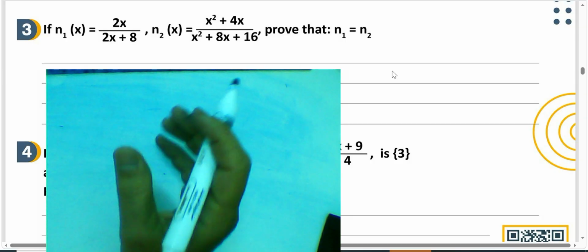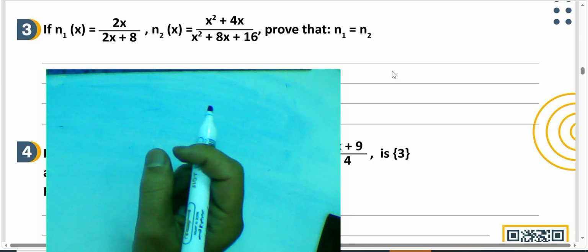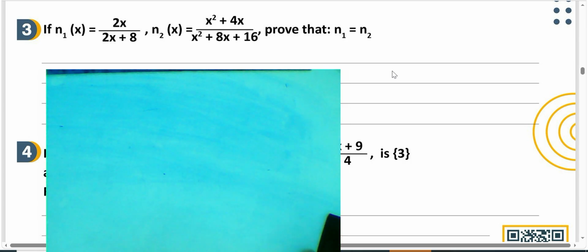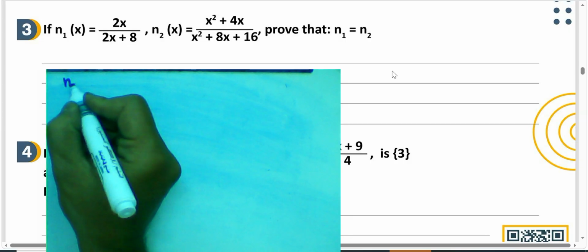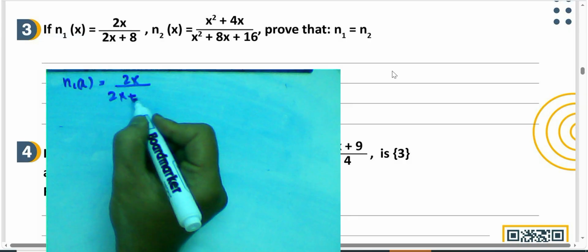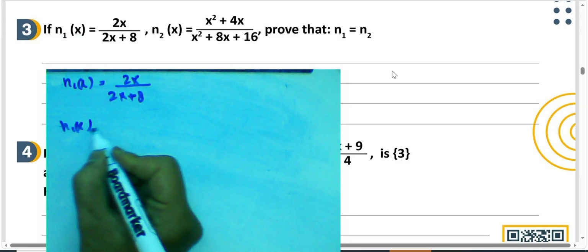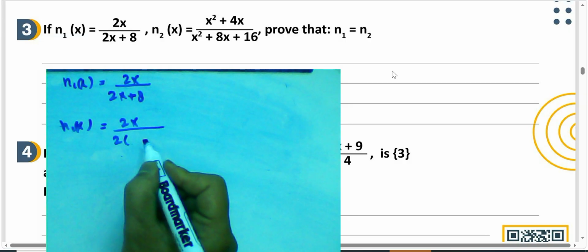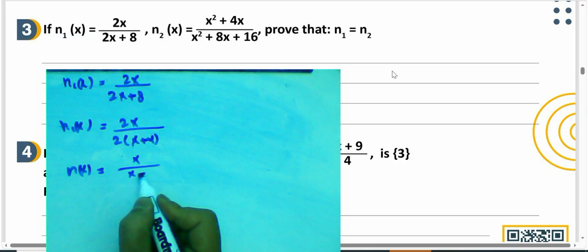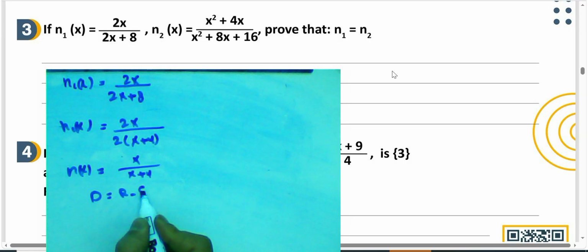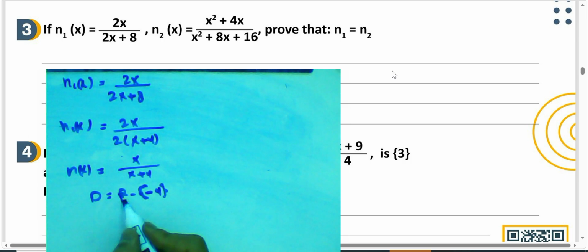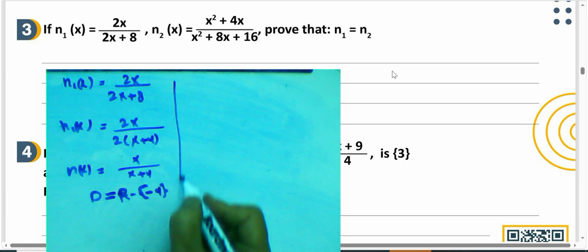If n1 of x and n2 of x are two functions, to prove that n1 equal n2, we must prove that n1 of x equal n2 of x in the simplest form and domain 1 equal domain 2. So I will solve the first question here. n1 of x equal to 2x over 2x plus 8. Then n1 of x equivalent to, you can write 2 as a common factor down, and then you can simplify, write x over x plus 4, and the domain is R subtract the set of 4 for the first function.